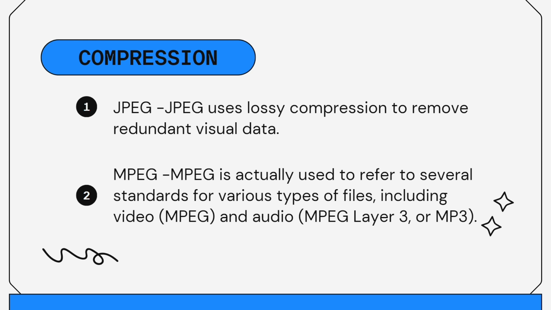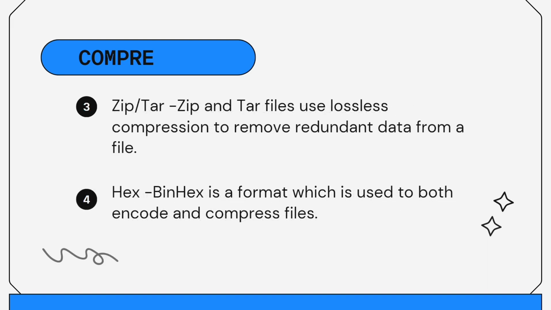We have first the JPEG or the Joint Photographic Expert Group, which is a lossy type of compression, usually ginagamit sa pictures. Next is MPEG or the Moving Pictures Expert Group. Ginagamit naman ito usually sa mga video and audio types na file. Pang third is the zip or tar na usually nakikita natin na may zipper yung folder. Ito ay isang type ng lossless compression. Lastly, we have the hex na ginagamit sa pag-encode at pagko-compress ng files.